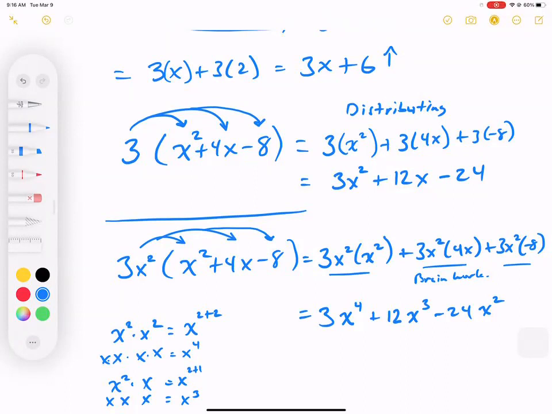Now, how do you get better at this? You just keep doing it. The more you do, the faster you go. Okay, you guys are doing big math now, guys.